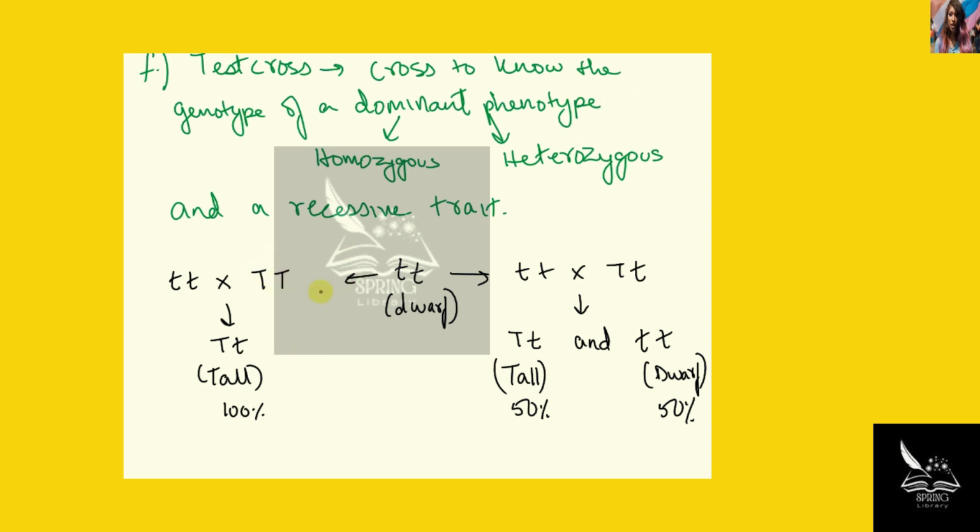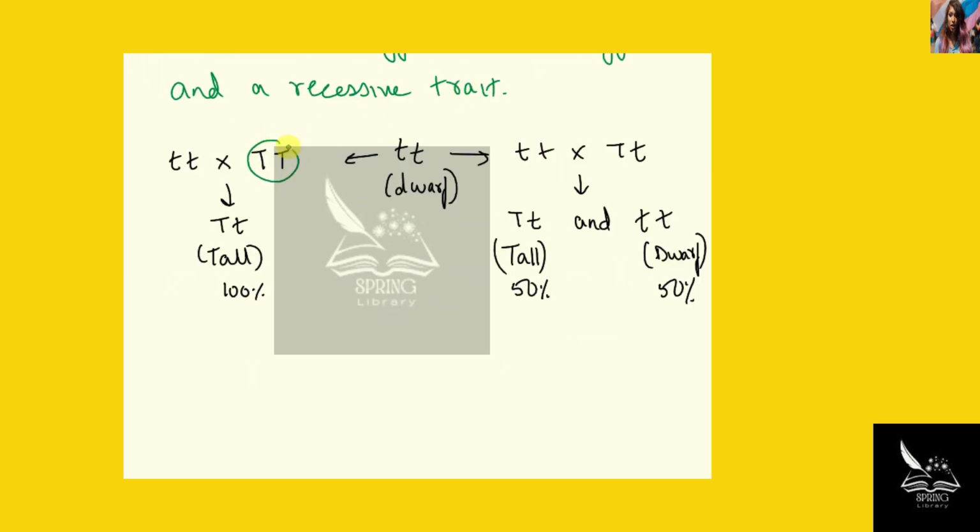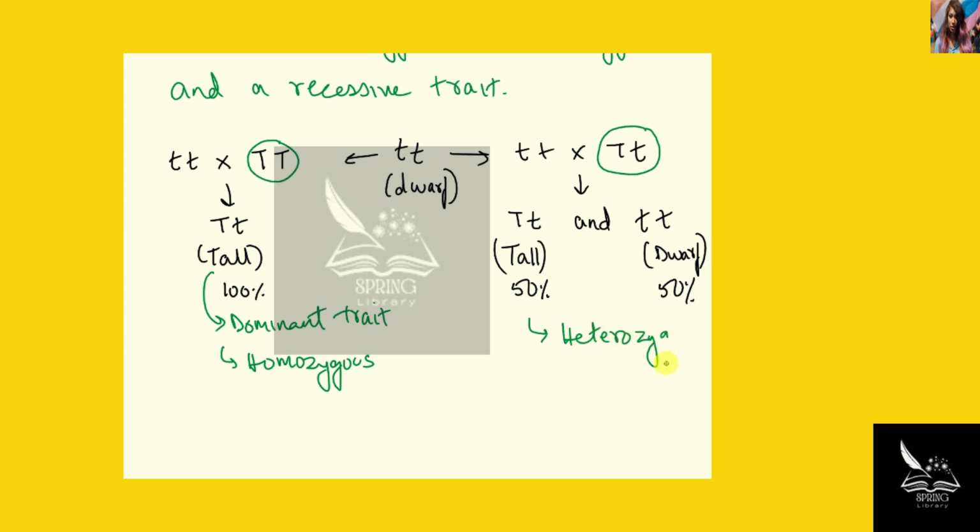So in this case, this is unknown, but if all the offspring are expressing the dominant trait, then this means that it is homozygous. And in this case, the genotype of this is also unknown. So if we cross it with a recessive trait, if half of the offspring expresses dominant and half of the offspring expresses dwarf, then this shows that the dominant is heterozygous.